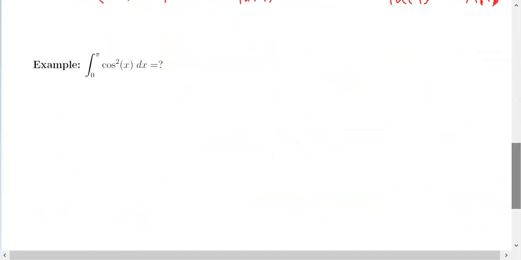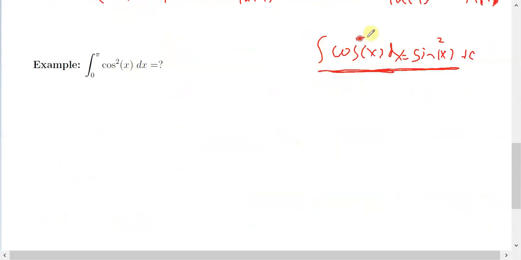All right, one more. Cosine squared, very close to things that are in the list. We know that the integral of cosine is sine plus a constant. But that doesn't mean I can just put a squared here and a squared here and be done. That doesn't work that way. Those indefinite integral formulas are very specific. It has to be exactly this, and I get exactly that.